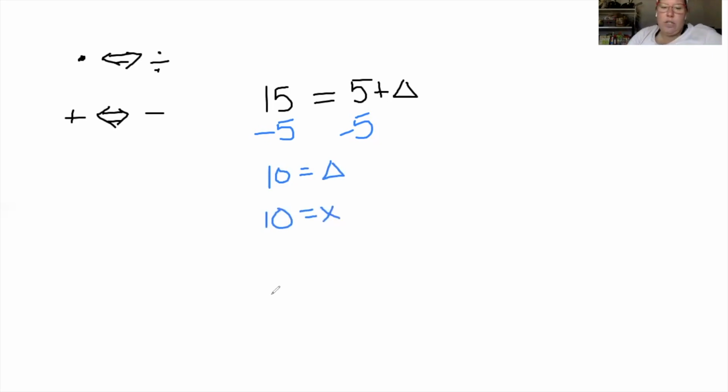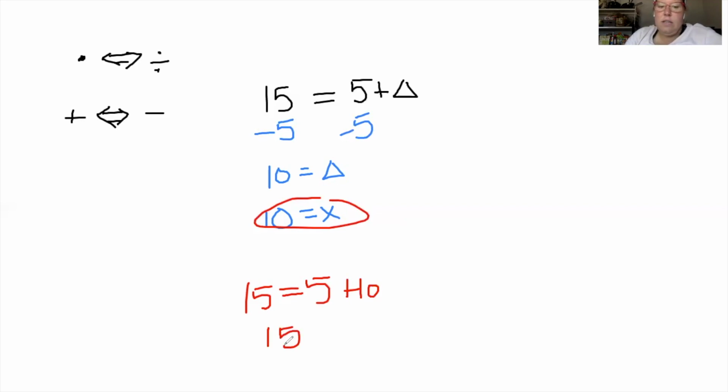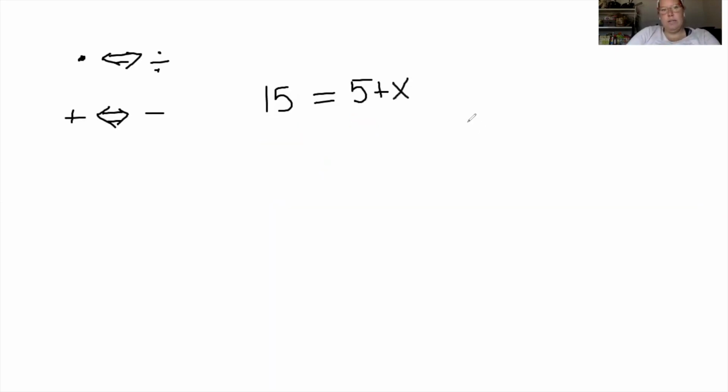Now if we check our work, like we have been doing, 15 equals 5 plus our pawn. Well, what is 5 plus 10? 15 equals 15. And guess what? That checks out. So anytime we see this plus, we know we need to subtract. So we're subtracting 5. But what happens if we see a times?